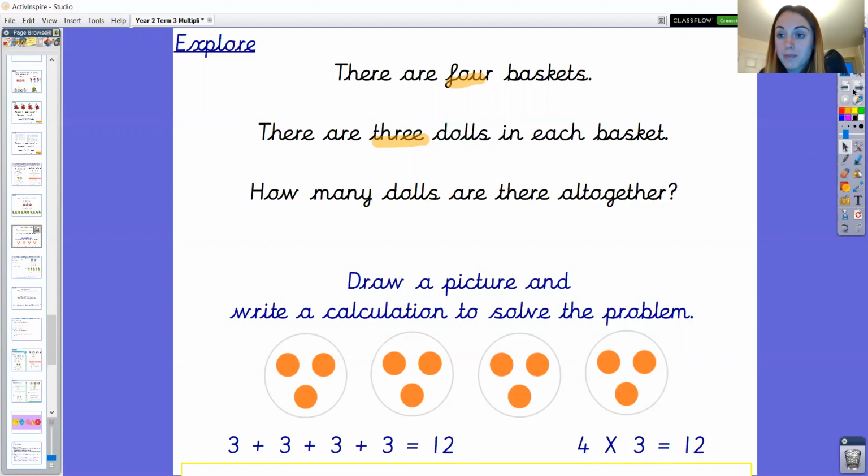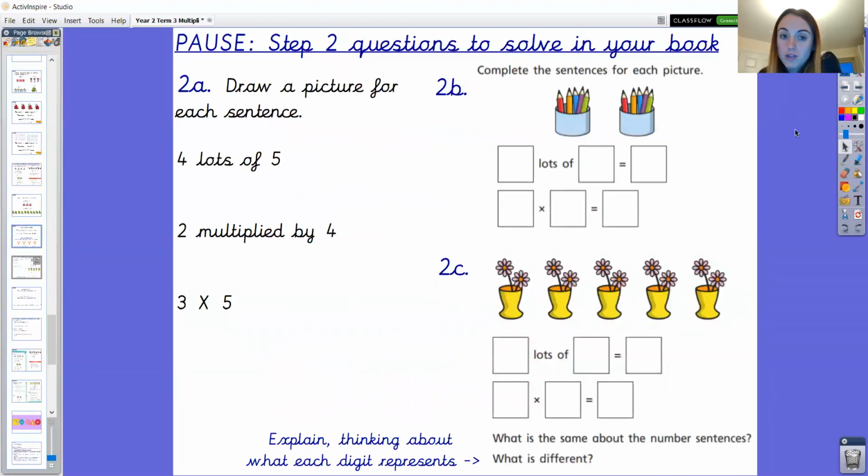Well done, Year 2. Okay, so on your screen now, you can see step 2 questions to solve in your book. 2A says draw a picture for each sentence. So 4 lots of 5, 2 multiplied by 4, and 3 times 5. So that'd be 3 different pictures. For 2B, it says complete the sentences for each picture, and likewise for 2C.